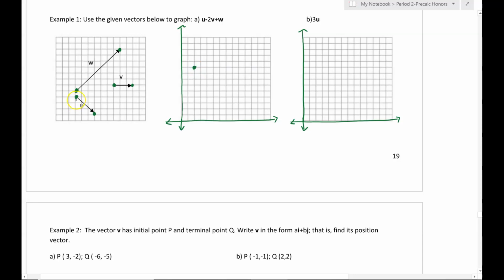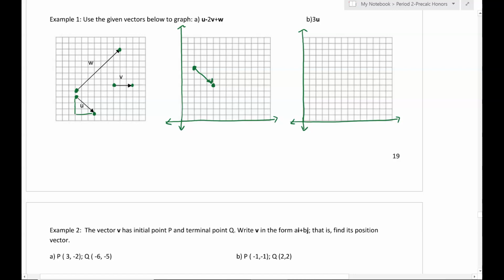Vector u, we're going to count 1, 2, 3 boxes down and 3 boxes to the right. So if I started right there, I'm going to count 3 down and 3 to the right, make the other dot. And remember, it is important to show the direction of your vector. Now that's just vector u.